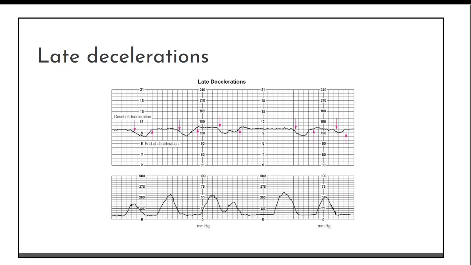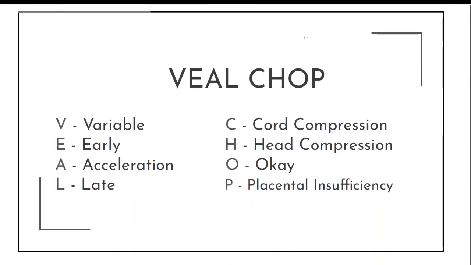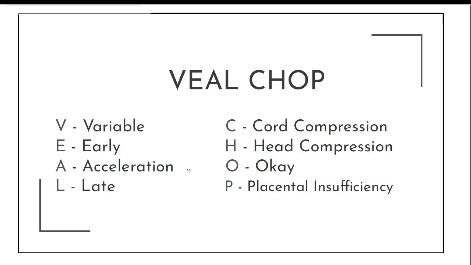All right, so if you're struggling to remember all those different signs that we just went through and what their causes are, try this little memory trick out. VEAL CHOP. V for variable is caused by C for cord compression. E for early, that's caused by H, head compression. Remember, our accelerations are A-OK. And lastly, your late decels are caused by P, placental insufficiency. Okay, so if you don't remember anything else, just jot this memory trick down when NCLEX day comes. And if you see one of these types of decels, well, then you can remember what causes it, which is going to be essential for figuring out what your priority nursing interventions are.